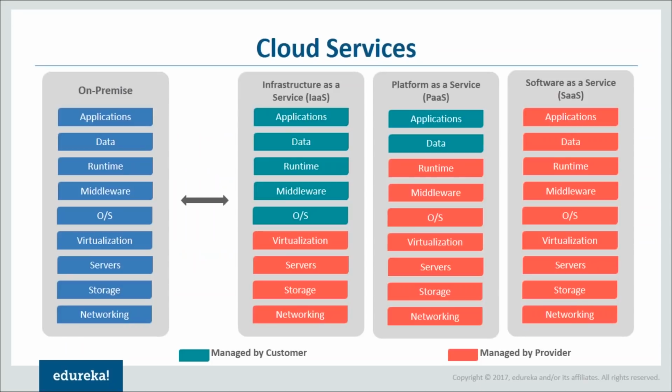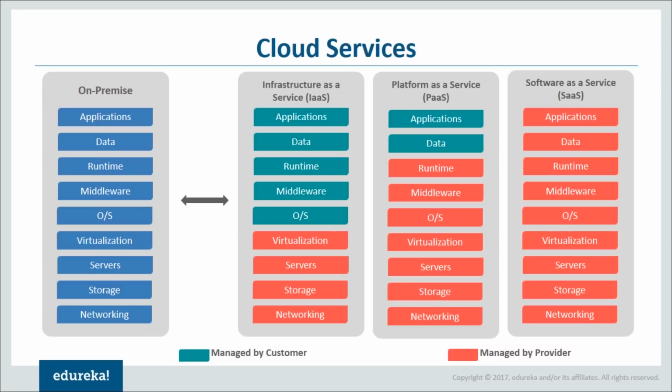It refers to online services that provide high-level APIs used to dereference various low-level details of the underlying network infrastructure, like physical computing resources, location, data partitioning, scaling, etc. Infrastructure as a Service is where the consumer can deploy and run arbitrary software, which can include operating systems and applications. The consumer does not manage or control the underlying cloud infrastructure.